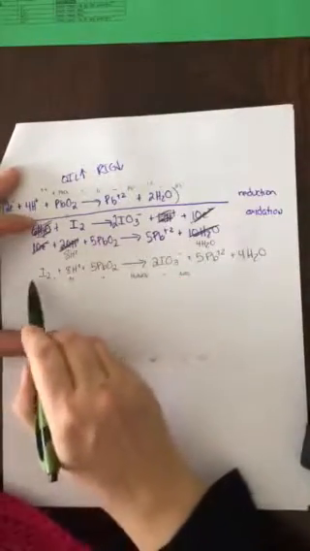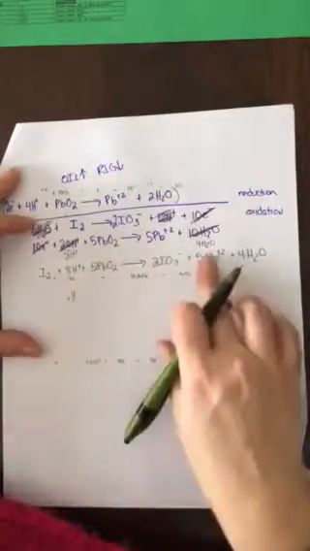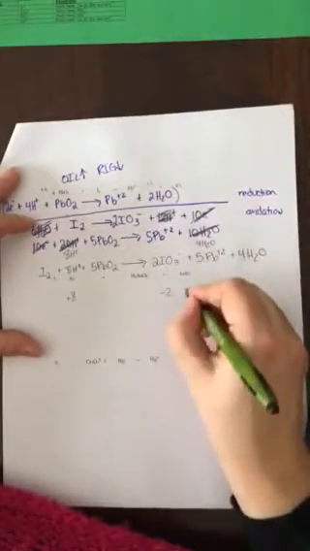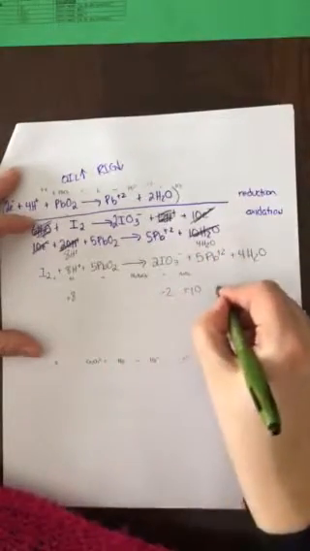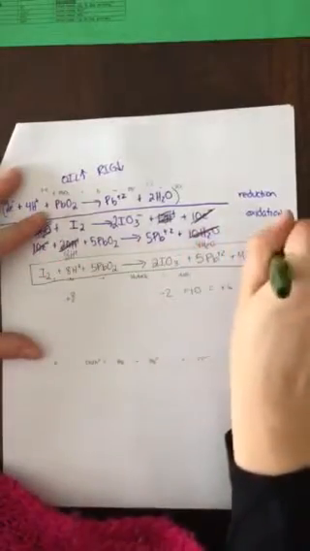However, let's look at charges. On this side, I have 8 positives, plus 8. And on this side, I have -2 plus 10. -2 plus 10 is plus 8. Do my charges all cancel out? Are they all the same? Absolutely. So I can circle this and go on to the next problem.